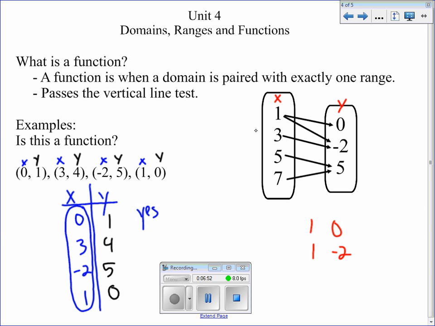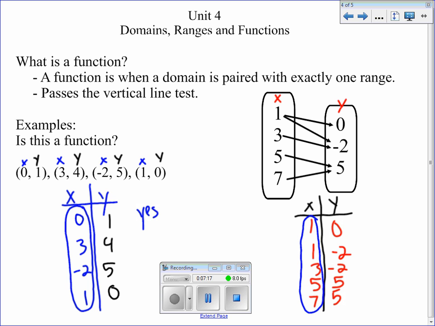The next one would be 3, -2. Again, we're making a t-chart here. Then we have 5 paired with 5. And then 7's paired with 5. And so when we look at this, to determine whether or not it's a function, we need to look at our domains and see if there's any repeats. If you notice, 1 is repeated. We've got it paired with 0 and also paired with -2. So that would mean that this is not a function.